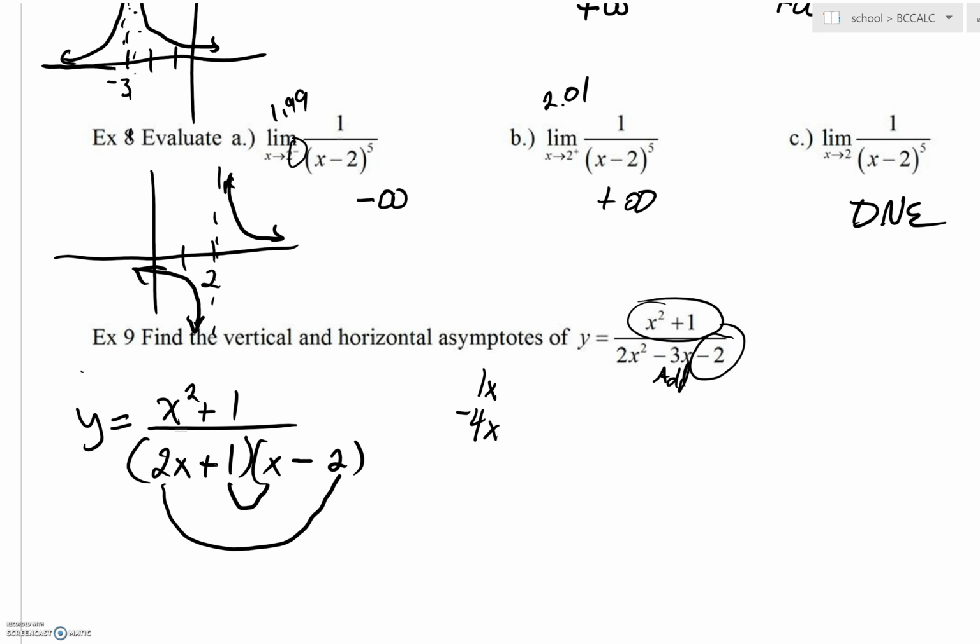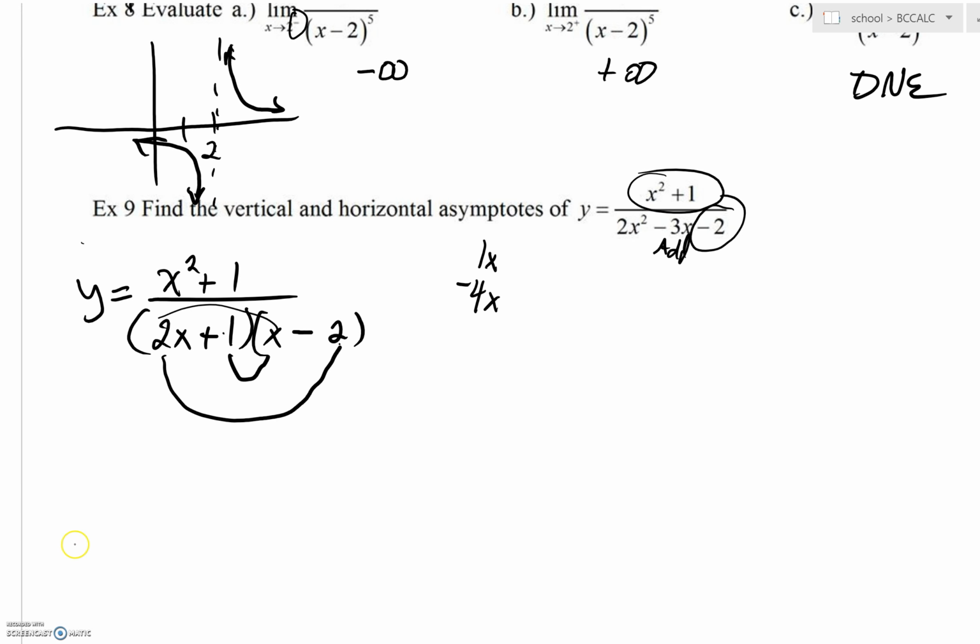And then you can double check that you are, in fact, going to get 2x squared minus 3x minus 2 as you FOIL that out. You do multiply 1 times negative 2 to get a negative 2. As you multiply the fronts, 2x times x is a 2x squared.